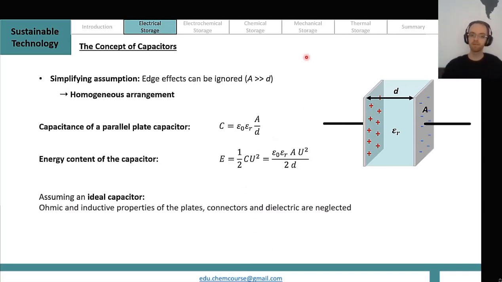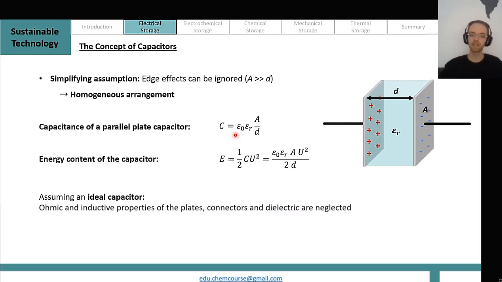Now, we make a very simple assumption that for this plate you're looking at, we will ignore that it has some edges and we will just look at its basal planes. So we will say that the area of this plate here is much larger than these tiny edges here. This is what we would call a homogeneous arrangement. Now the capacitance of a parallel plate capacitor can be calculated more simply than the previous formula, simply as epsilon 0 epsilon r times A divided by D.